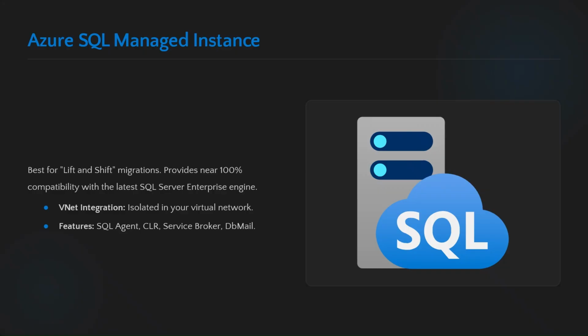So moving forward to Azure SQL Managed Instance, which is basically the bridge between on-premises SQL Server and Azure. Azure SQL Managed Instance gives you almost 100% compatibility with SQL Enterprise. For example, if you're migrating from an on-premises SQL Server and want features like SQL Agent, CLR integration, Service Broker, database mail, etc., then Managed Instance is the perfect home. It even supports VNet integration, which is virtual network integration, keeping your database isolated and secure inside your private network.